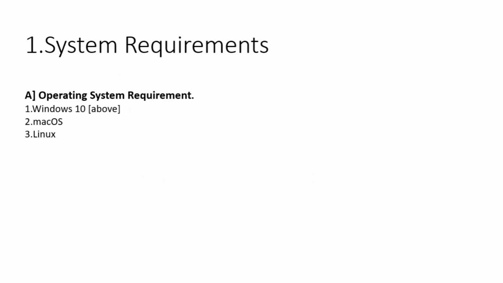Number 1. System requirement. Before installing Playwright, your system must meet some basic requirements. So the first one is the operating system. Basically, Playwright works on Windows 10 and above, macOS as well as Linux. So no matter which operating system you are using, Playwright supports it.